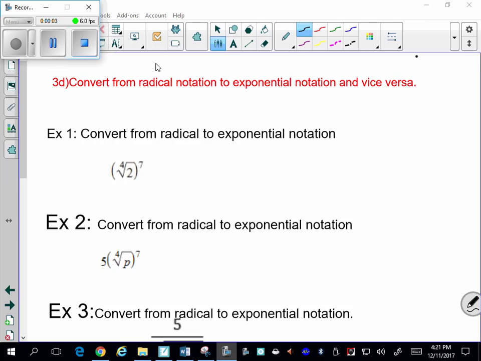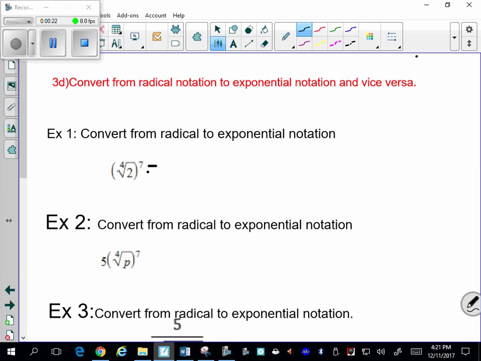For 3D, we convert from radical notation to exponential notation and vice versa, so we go back and forth. Example 1, converting from radical to exponential notation. So radical form, you obviously see a radical here. So this is a fourth root.